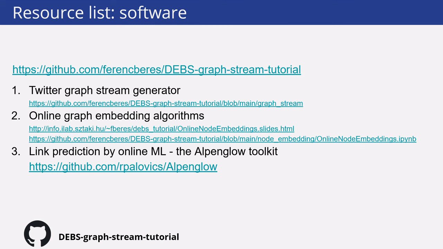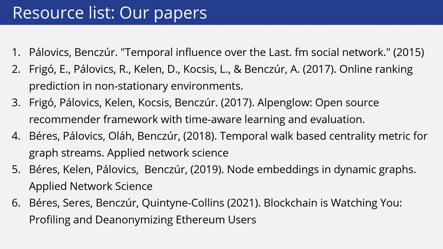For the resources in this tutorial, first of all, I'd like to draw attention to the GitHub page of the tutorial that includes the Twitter graph stream generator, the online graph embedding algorithms, and the link prediction by online machine learning, which is based on our older Alpenglow toolkit.